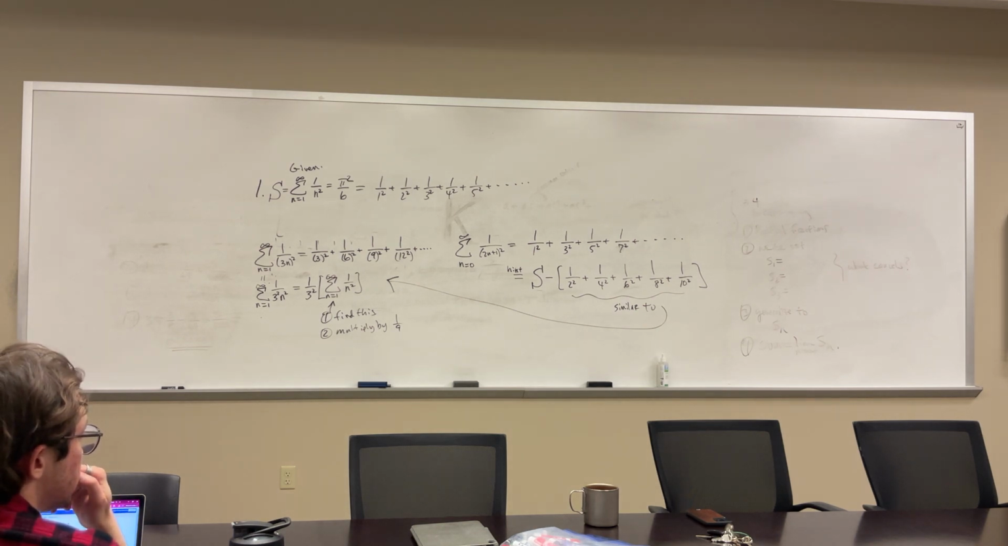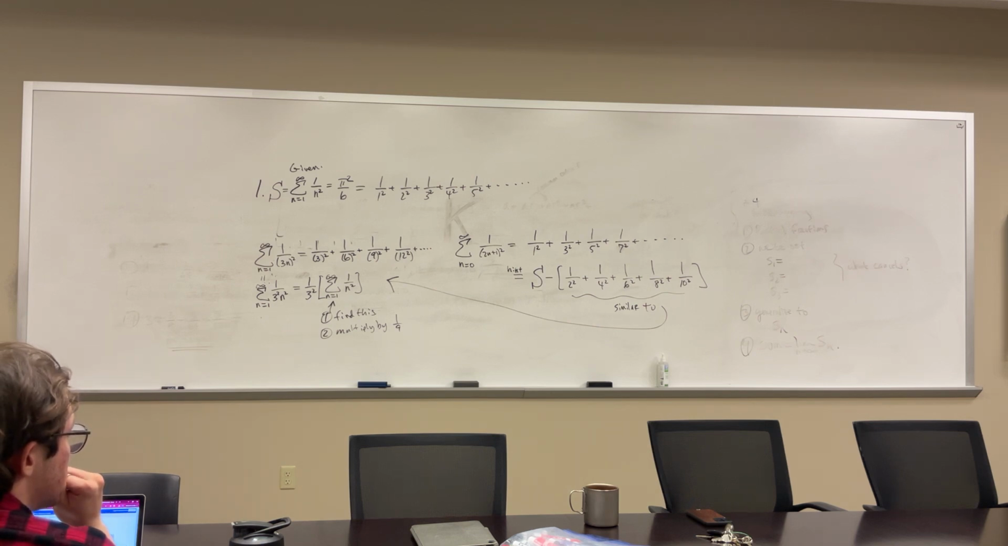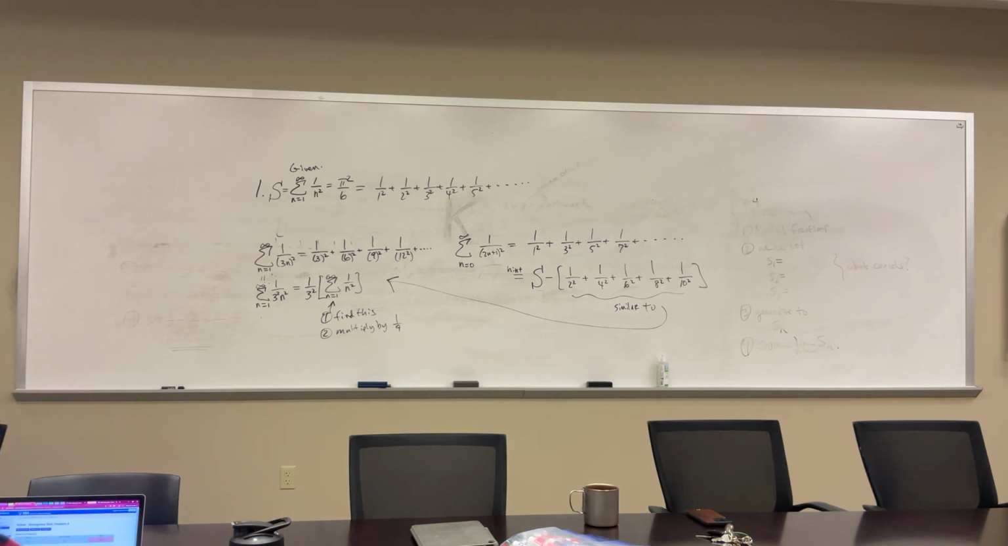What does the natural log graph look like? Something like this. Where's 1 on there? 1 is here. So 0.